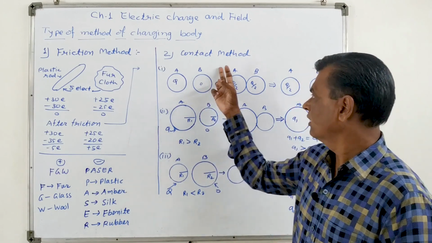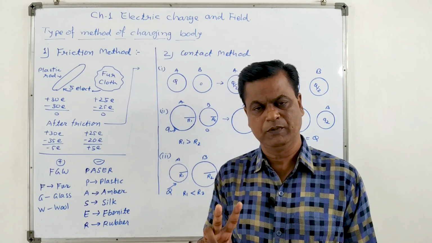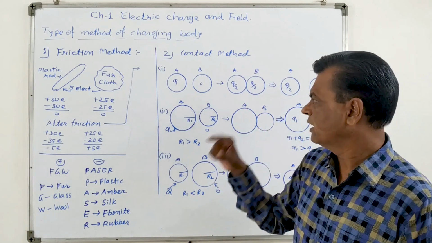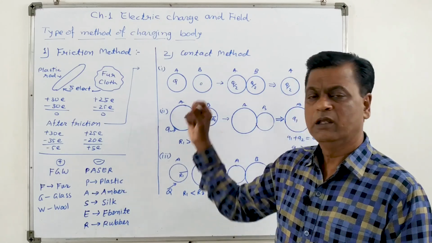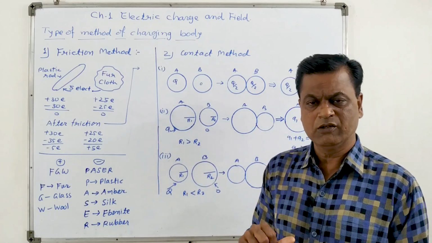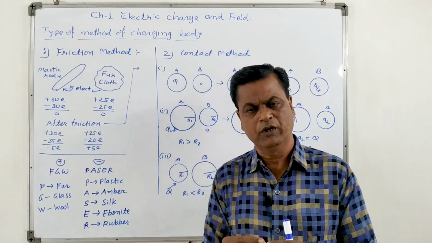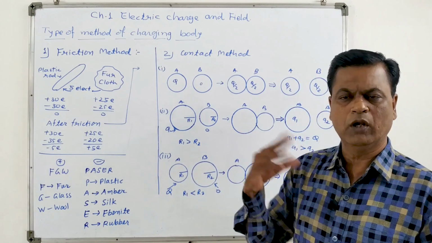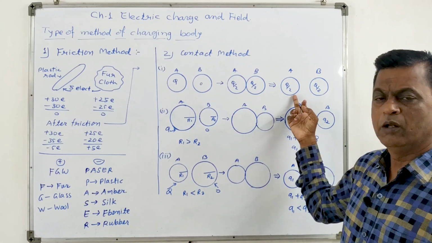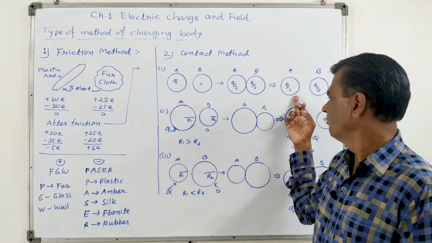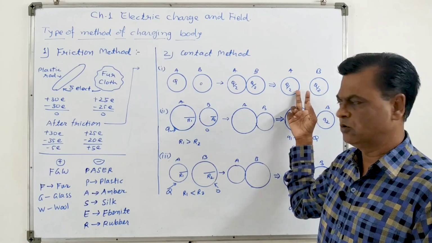Now the second method, the contact method. In the contact method, consider two metallic spheres A and B. In case 1, the radii of spheres A and B are the same, but sphere A possesses Q charge, whereas sphere B is electrically neutral. Now these two spheres are brought into contact and separated, then Q by 2 amount of electric charge is transferred from sphere A to B. So both spheres become charged, and the charge on sphere A and sphere B is the same, Q by 2, Q by 2.